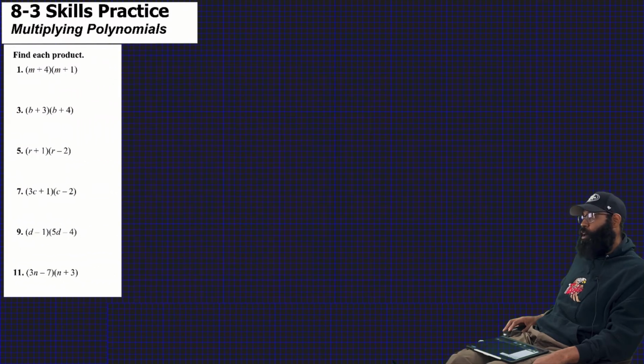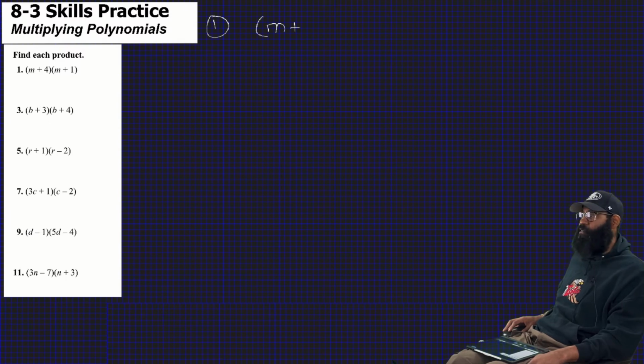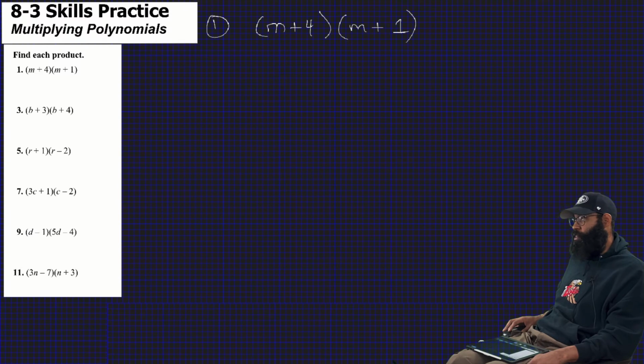So we're gonna have to multiply a binomial times a binomial. Two terms in the first, two terms in the second. So everything in the first parentheses multiply times everything in the second parentheses. So m times m and m times 1. And then 4 times m and then 4 times 1, which is basically FOIL.